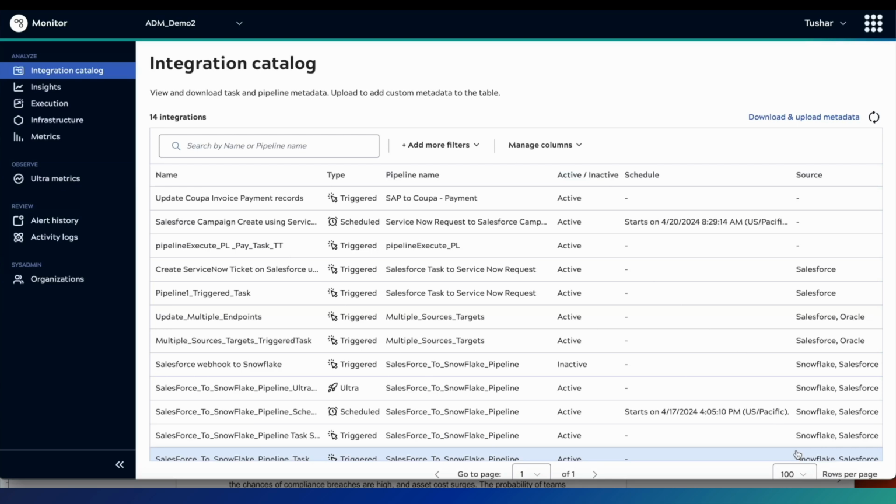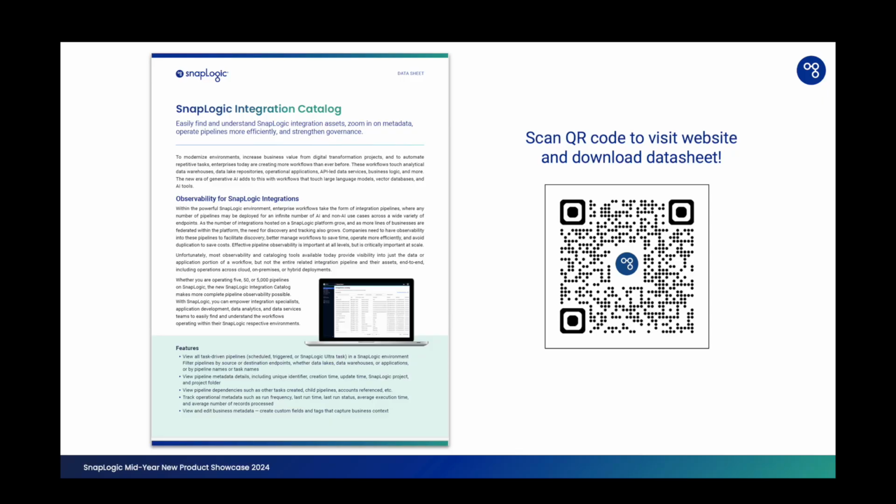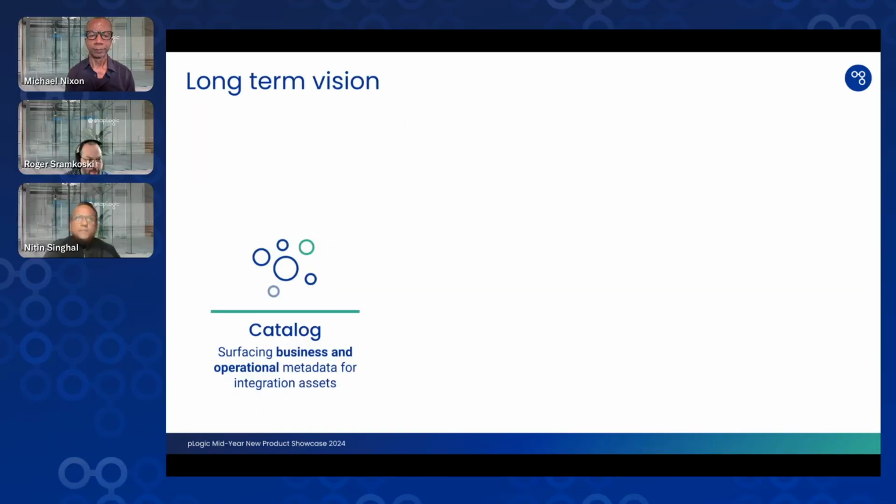So that's a summary of all the great things we wanted to bring to you about our new integration catalog and its fast discovery, metadata, custom metadata, and its AI-driven automatic pipeline documentation capabilities. So I invite you to click on this QR code to go to our website and download our datasheet for additional information. At this time, I'd like to turn it back over to my colleague Nitin, who will talk more about our augmented data management vision.